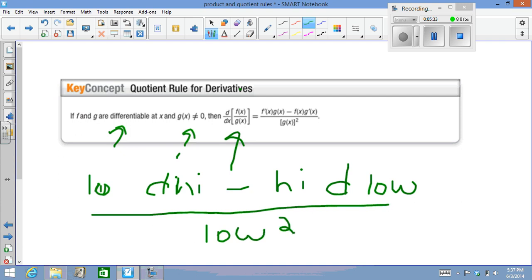So low D high, less high D low, which just means I'm taking the bottom one times D high, meaning the derivative of the top, minus the top times the derivative of the bottom. So D low means the bottom, over the bottom squared. So that was just the way that we memorized it. Whichever way you want to memorize it, you will need to memorize it. Find whichever way works for you, and you will memorize it for your next quiz.